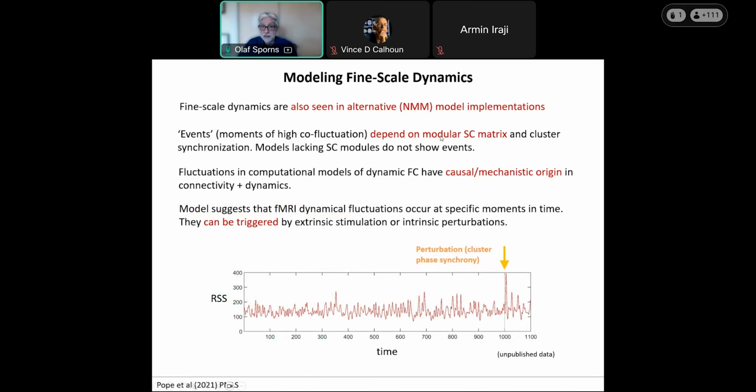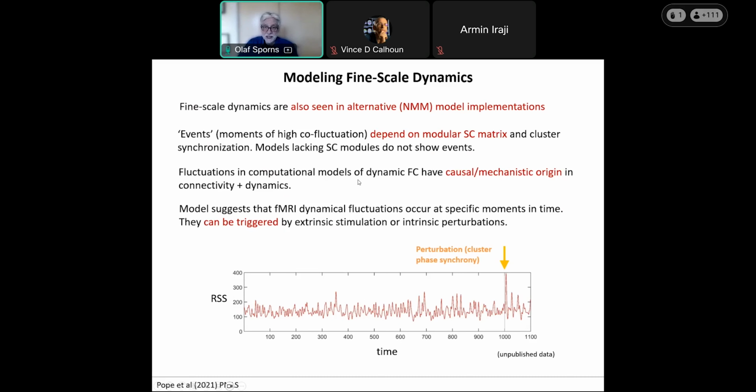When we offered the model a modular SC matrix, such as the one coming from the actual human brain, we saw events and fluctuations of some magnitude very readily. When we offered the model a non-modular structural connectivity, same number of connections, but no modules, there were no events. These large excursions did not occur.